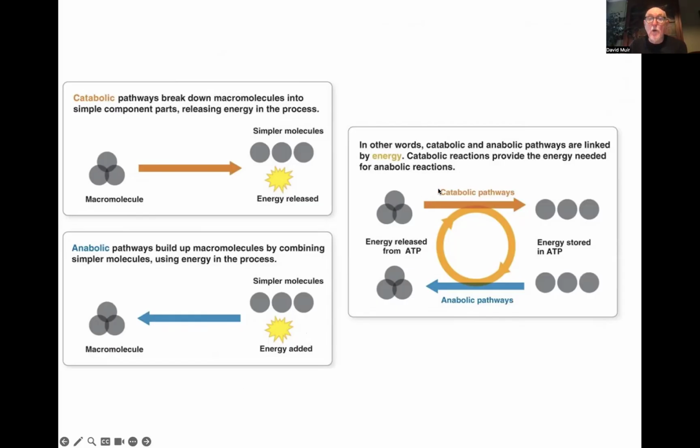We need energy. We'll break down fuel. We'll grab the energy from the fuel, store it in ATP, and feed it into the anabolic pathways through ATP to do our building, to do the building of the cell.